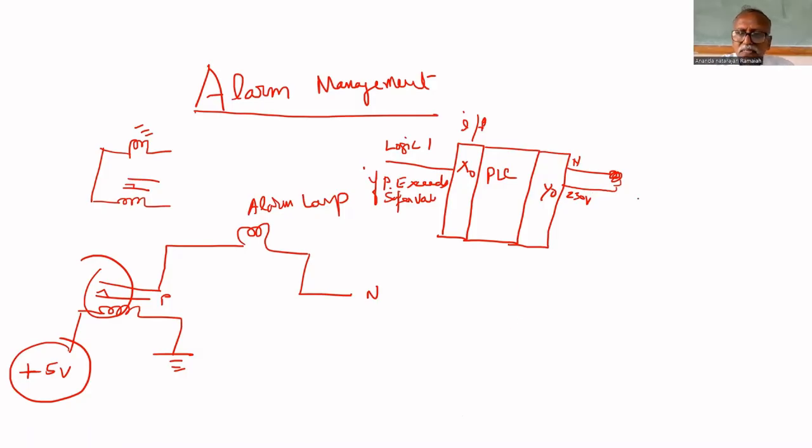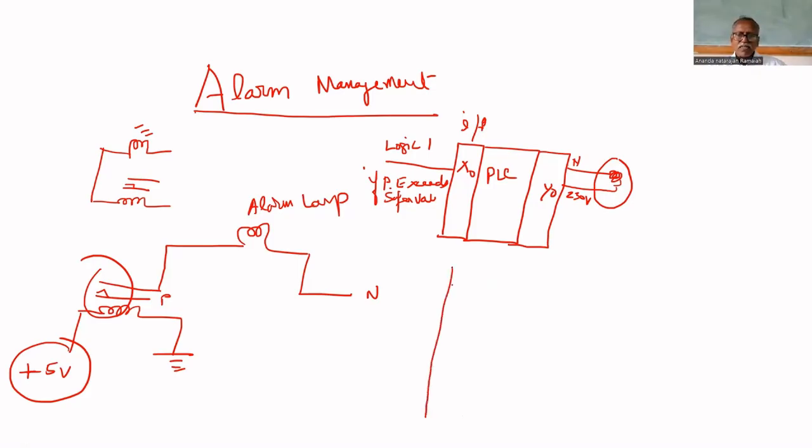The programming is whenever the pressure exceeds the safe value, the lamp has to blink, because if the lamp continuously glows, no one will pay attention. To get attention, the lamp has to blink. For that, we have to generate a square wave. Every second or every 5 seconds it will blink like that. We have to write the program.